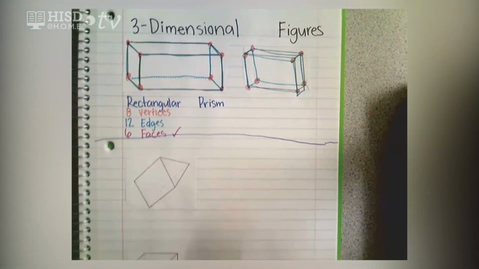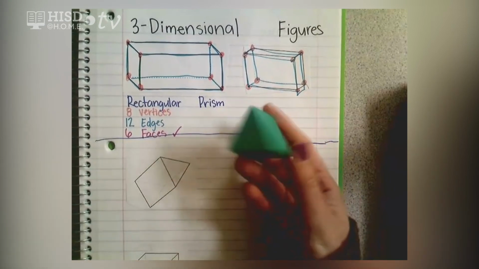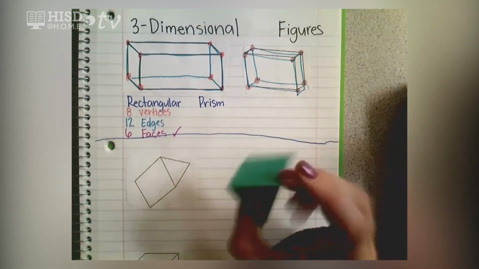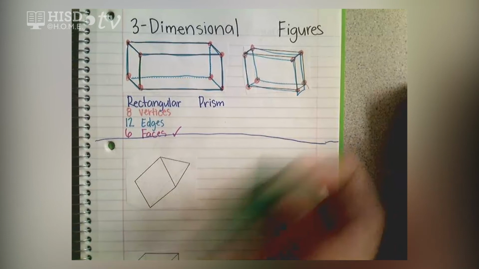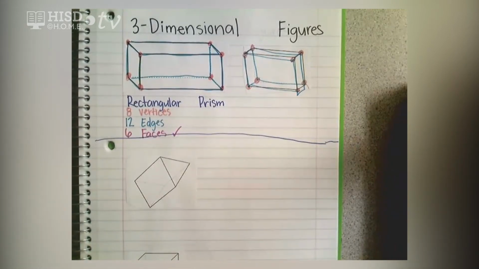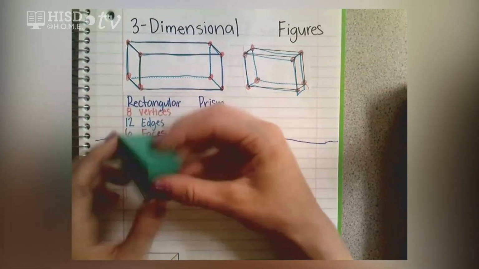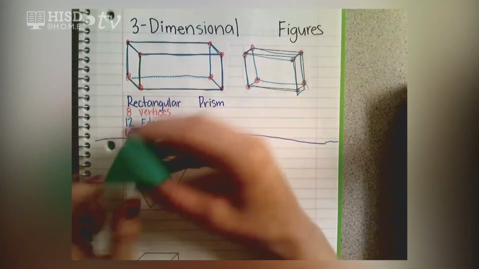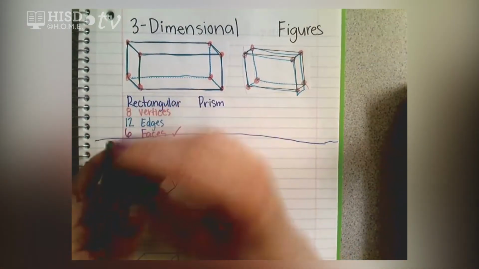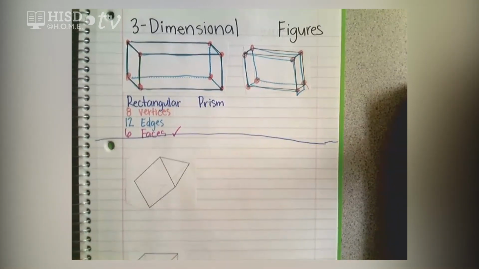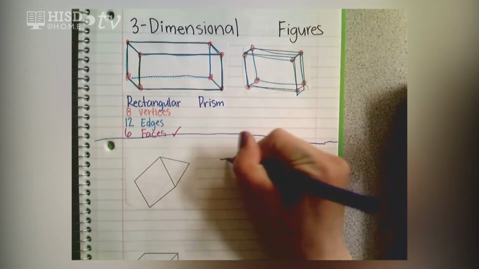Okay, so the next figure we're going to look at is this. Here's a picture of what it looks like in real life. Right. So this is a prism because it's connected by rectangles. But the type of prism is triangular because we have triangles being connected by rectangles. So we're going to call this a triangular prism.